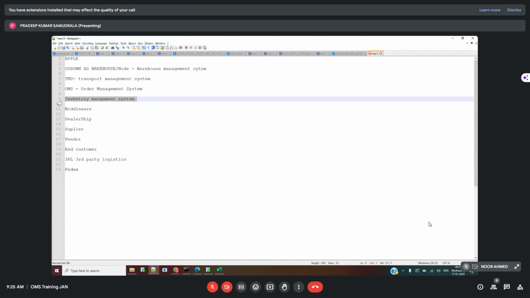So having the implementation of warehouse management system with inventory is very familiar in these kinds of implementations. Third party logistics like FedEx or DHL or UPS, those kinds of companies or third party logistics implementations will have the inventory management within the WMS part.